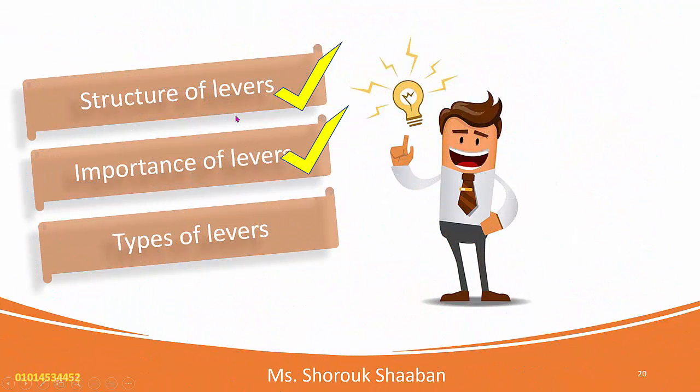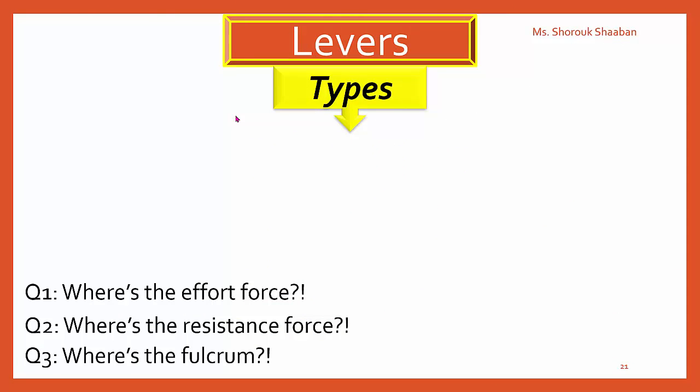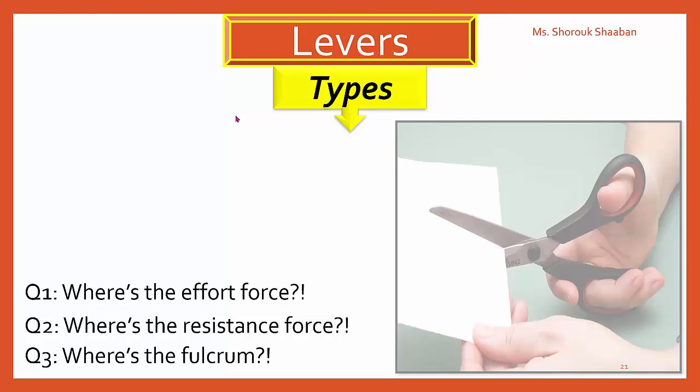So I can say now that we finished the structure of lever, which are resistance force, effort force, and fulcrum. Number 2, importance of lever, and we have here 6 importance. Number 3, types of levers. We have 3 types of lever. You will help me to know this type by answering this question.